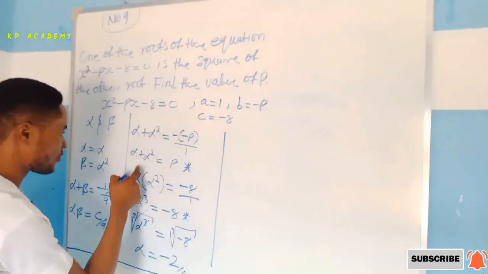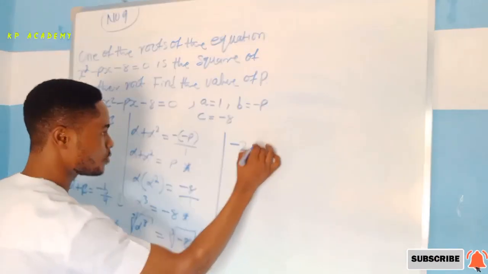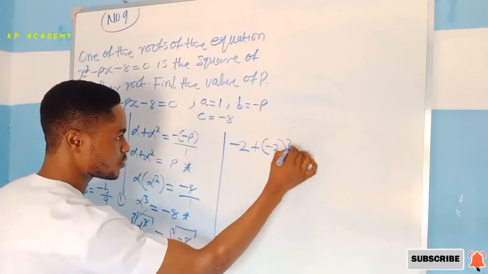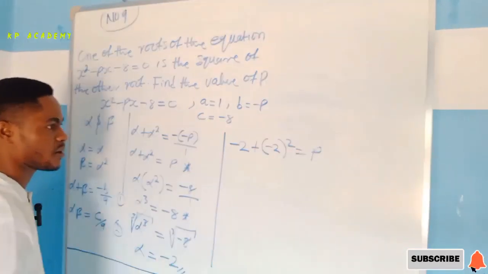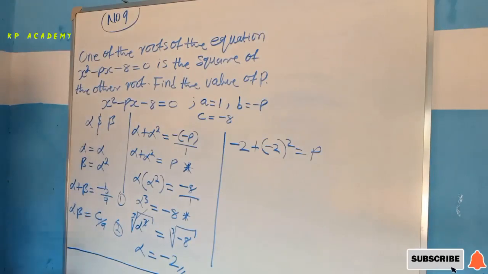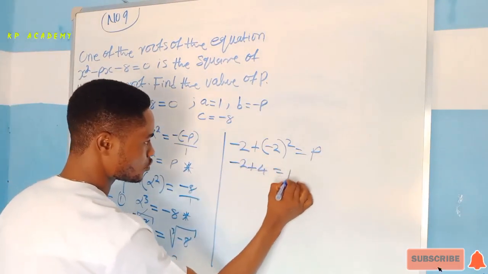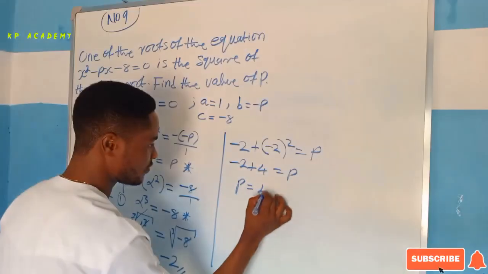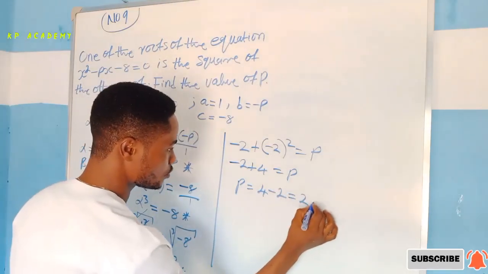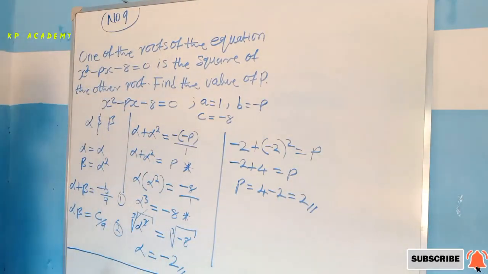All right? Therefore, from here we say that minus 2 plus minus 2 all squared is equal to p. Remember, the question says we should find p. Therefore, minus 2 plus 4 is equal to p. Therefore, p is equal to 4 minus 2, which is equal to 2. So p is nothing but 2.